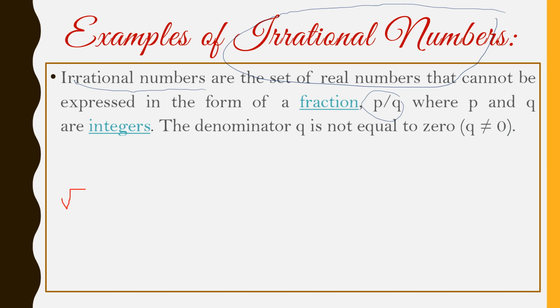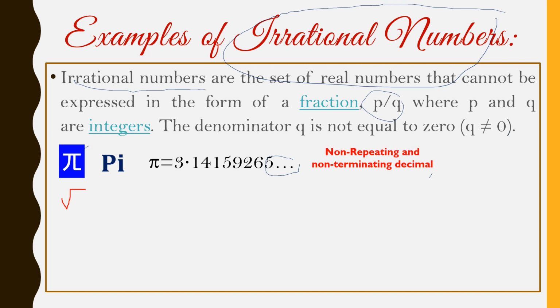Here are some of the irrational numbers that we have. The value of pi, that is the symbol for pi, is 3.14159265, and we have an ellipsis. It means that it is a non-terminating decimal, so the value of pi is very long. There are a lot of numbers that follow after that. It is non-repeating and non-terminating.